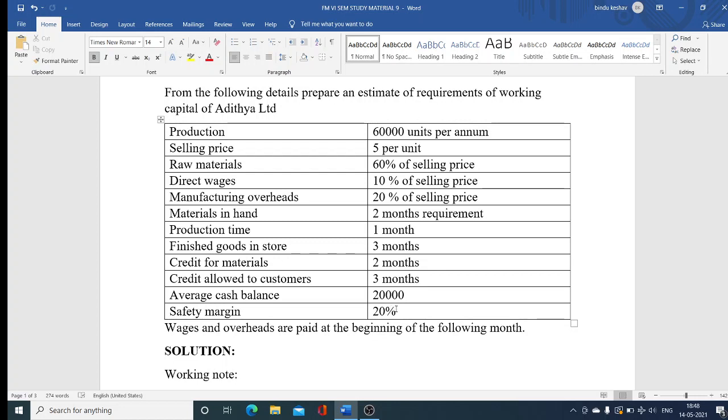in order to find out the net working capital required. Now, first and foremost, we require information regarding the raw material cost per unit, the direct wages per unit, and the manufacturing overheads, because here it is given in percentage. Raw materials 60% of the selling price and direct wages 10% of the selling price. Manufacturing overheads are 20% of the selling price.